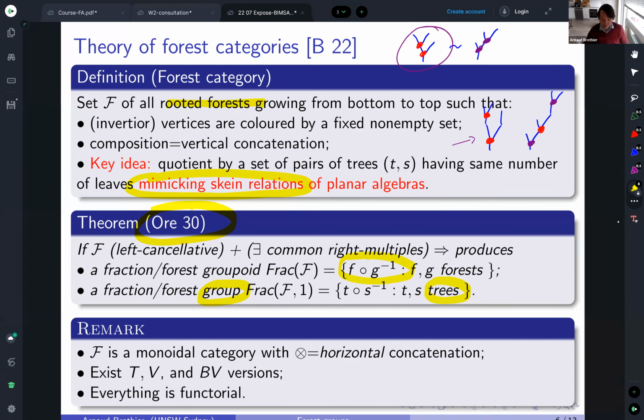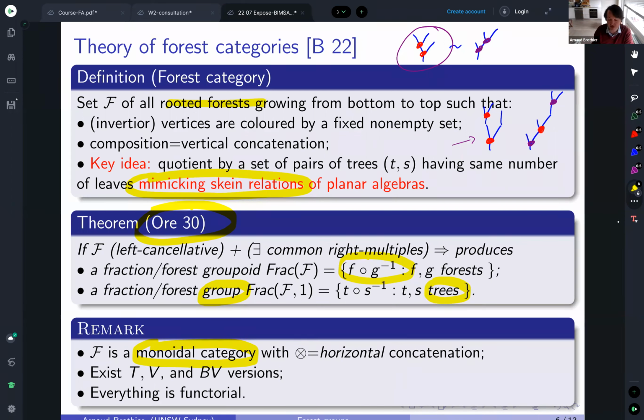Just one remark is that this structure of collection of forests has a very nice property. It's actually a monoidal category. And the tensor product is just juxtaposition, or concatenation horizontally, of two forests. Okay, that's how it works.